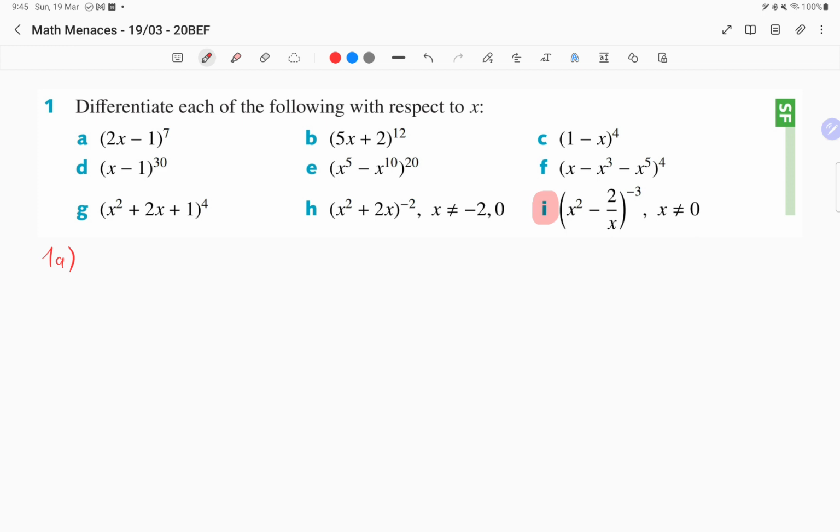Know that for this one, there's no y, there's no f(x). So what you would write is d over dx equals. Remember there are three notations for derivative: dy over dx, f dash x, and d over dx. If there's no y and no f(x), you just go d over dx equals, and then you can write the derivative straight away. And make sure you simplify as well.